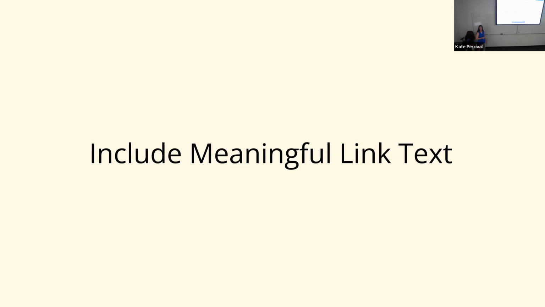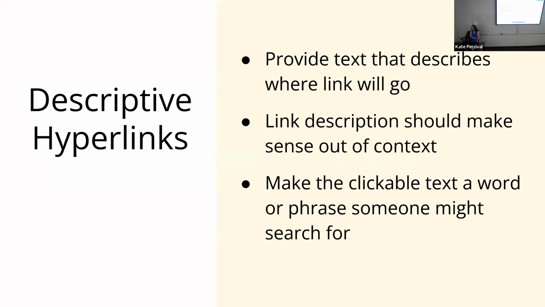These things, but on to meaningful link text, also called embedded hyperlinks. We want to provide text that describes where the link will go. The link description should make sense out of context of the rest of the paragraph or the rest of the email body. And we want to make the clickable text a word or phrase that someone might search for. Again, this is mainly for screen reader use.